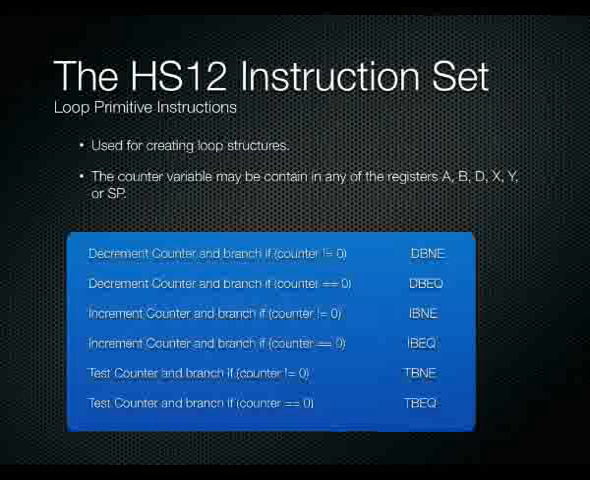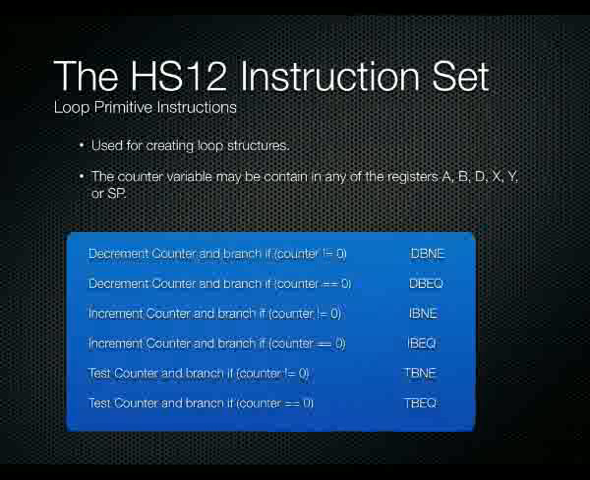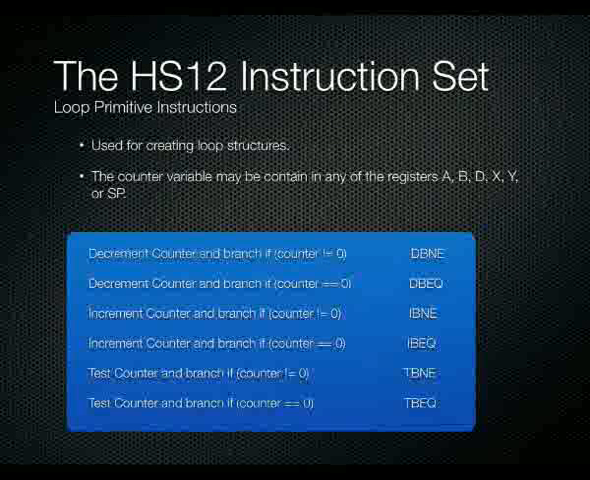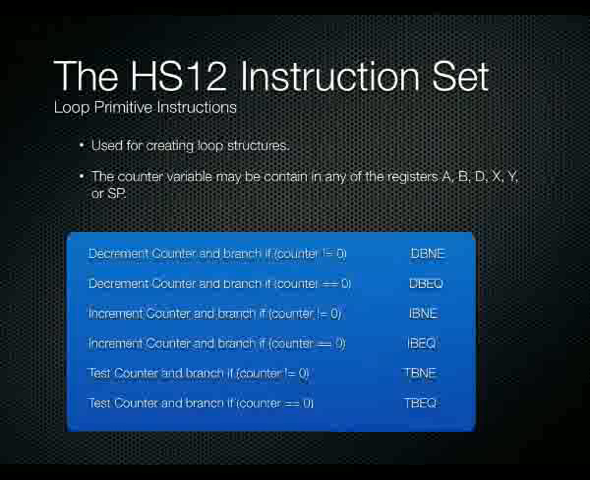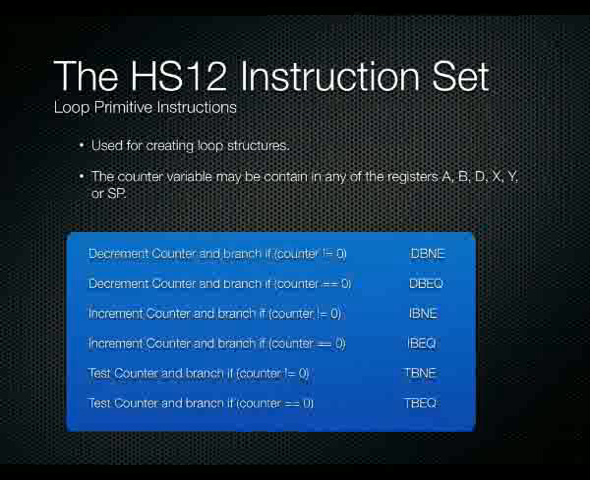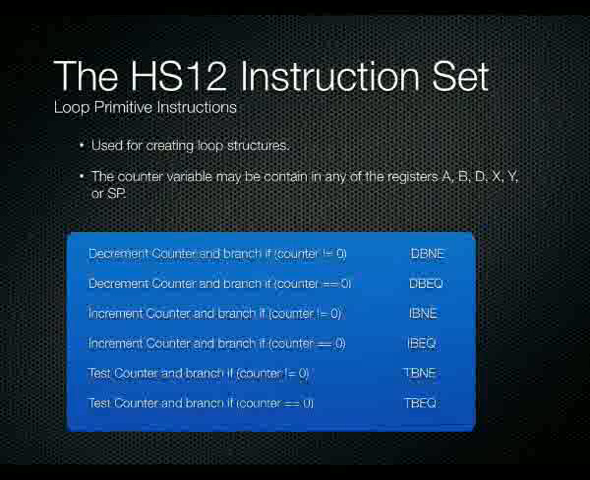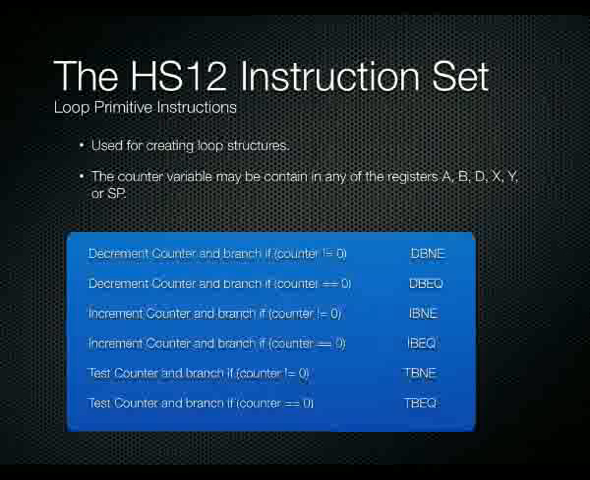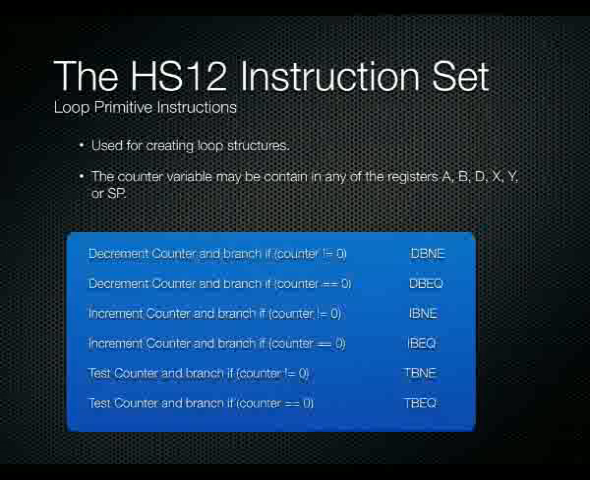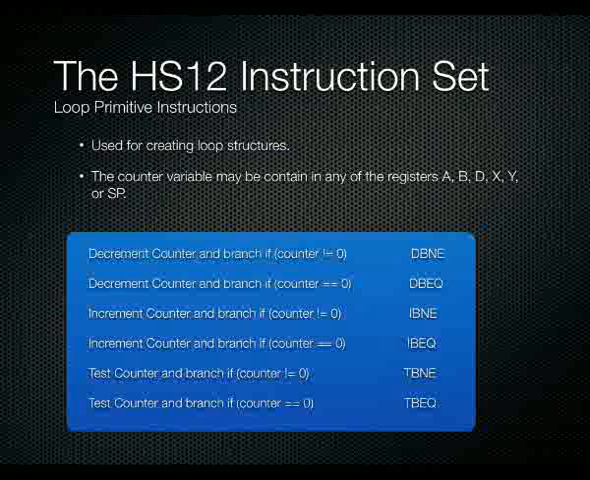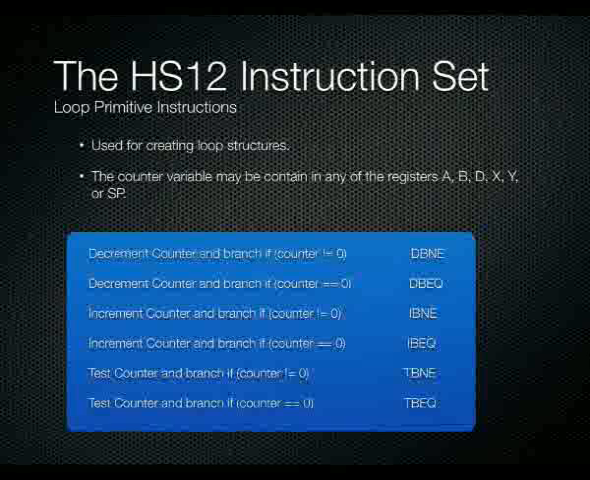So we've got DBNE, where the letters on the end are the same as the short branch command. So it's simply the same condition that we had with the short branch, but it's the D on the front that defines the decrement portion of that command. So a DBNE is a decrement, then branch if not equal. A DBEQ is a decrement, branch if equal. DBNE and DBEQ are the most commonly used loop primitives because you've got real control over exactly what happens with them. You've got the equivalent increments as well. So you've got increment counter, branch if not equal, increment counter, branch if equal.